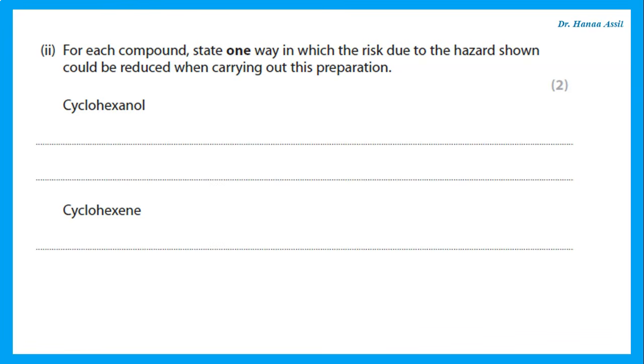For each compound, state one way in which the risk due to the hazard shown could be reduced when carrying out this preparation. So, they were saying the cyclohexanol is flammable. So how do we reduce this risk? Well, we either heat the cyclohexanol in a hot water bath or using an electric heater.